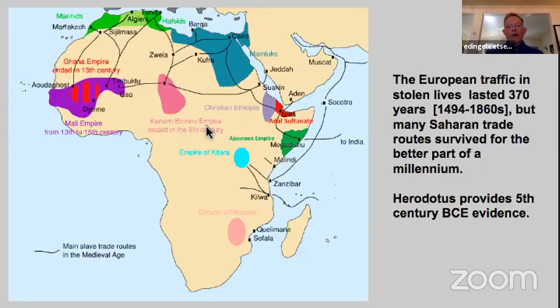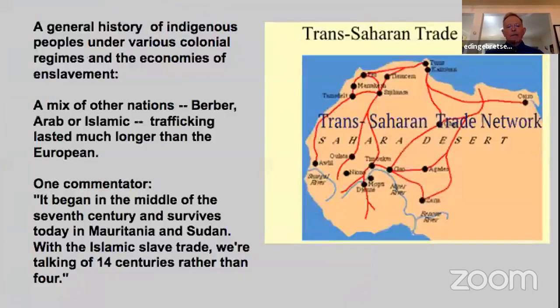Herodotus in the 5th century provides evidence of the already existing enslavement trade. So a general history of indigenous persons under various colonial regimes, and the economics of enslavement. One commentator notes, it begins in the 7th century and survives today in Mauritania and Sudan. With the Islamic slave trade, we're talking 14 centuries rather than four. The Western European countries will be here, generally speaking.